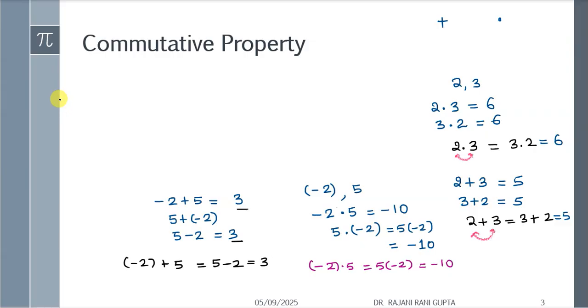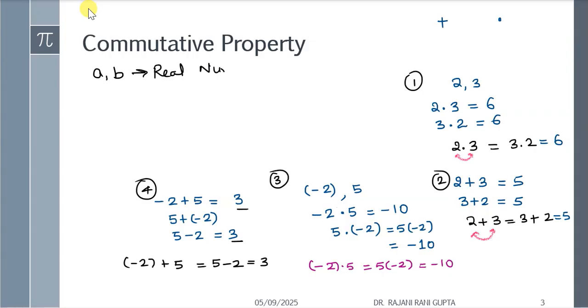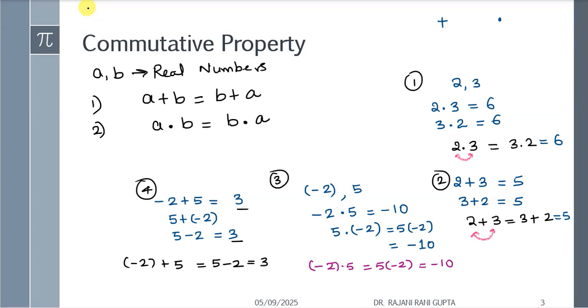All these four examples give you the commutative property, which states that if you have any two real numbers a and b, then the commutative property for addition says that a plus b is the same as b plus a. And the second says that a multiply b is the same as b multiply a.